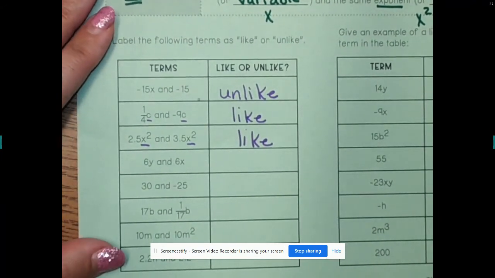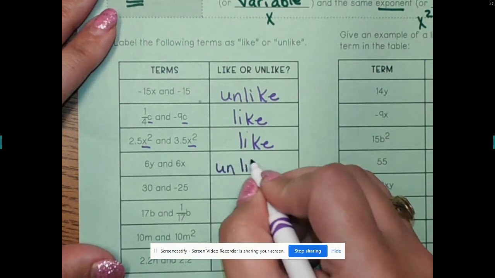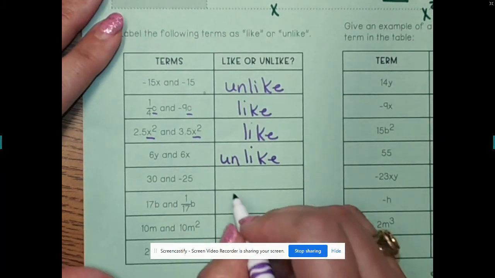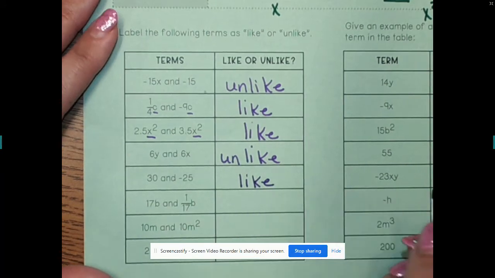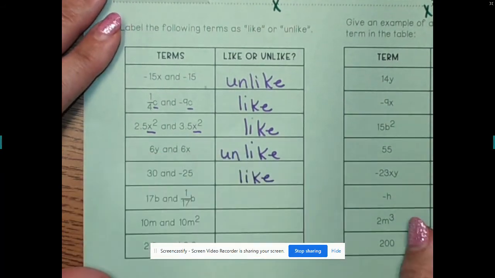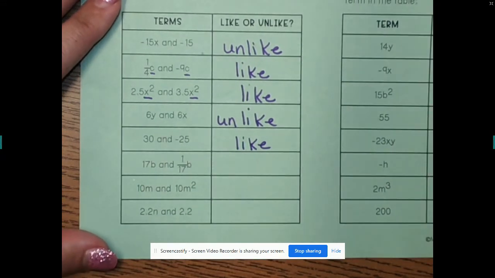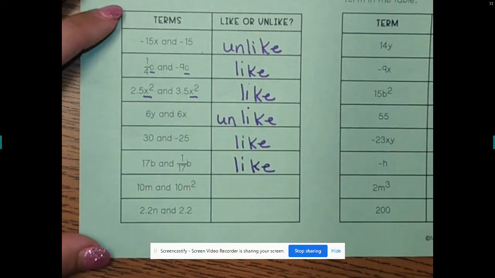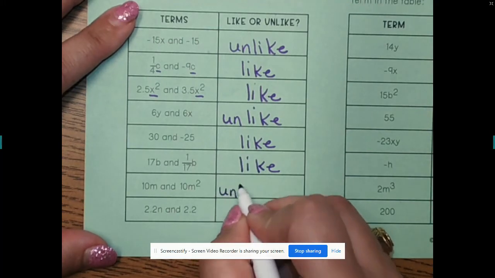Okay, 6x and 6y. Unlike because the variables are different. 30 and negative 25. They are both plain numbers, so they're alike. 17b and 1/17 b. They both have a b. 10m and 10m squared. They have the same variable.